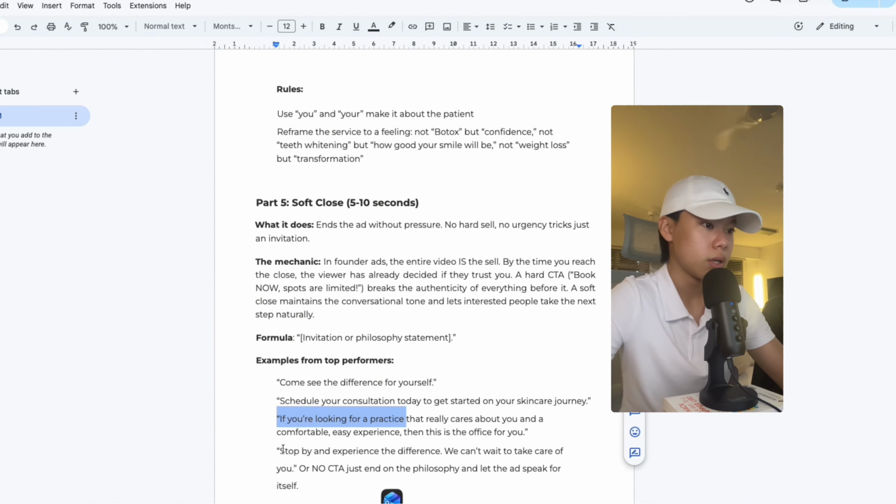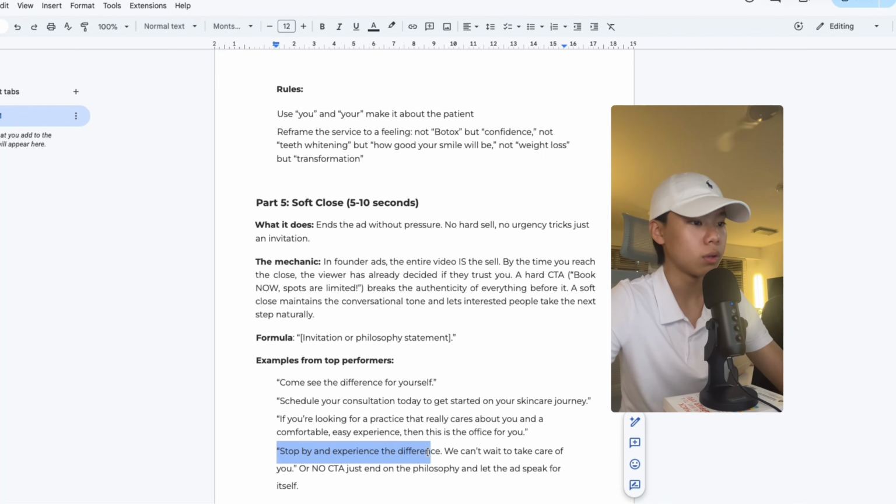And you can also say, stop by and experience the difference. We can't wait to take care of you. Or just no CTA, and just end on the philosophy and let the ad speak for itself.